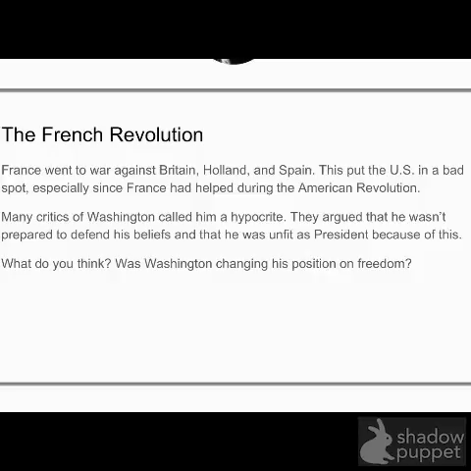They argued that he wasn't prepared to defend his beliefs and that he was unfit as president because of this. We talked about how Washington's beliefs really hadn't changed. He did sympathize with the French, but his beliefs haven't changed, but his role in government has changed. He's no longer a military general. He's the leader of his country. He has to think about things more than just winning wars. He has to think about everybody in the country.